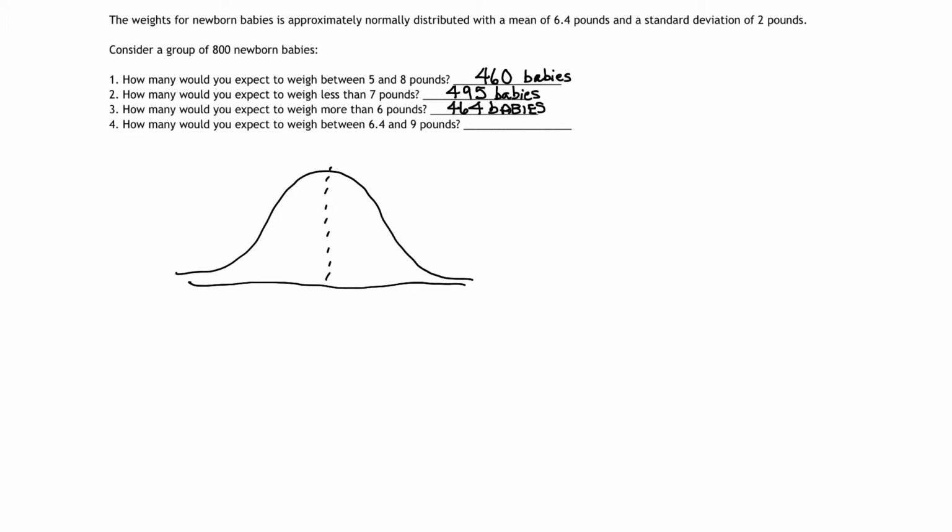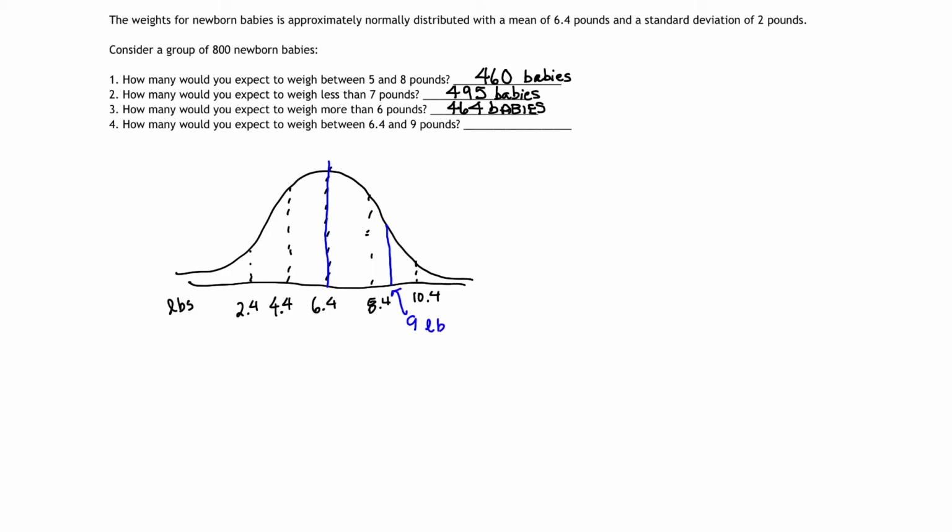So 6.4 pounds is in the middle, 8.4 pounds occurs at the first standard deviation, 10.4 pounds at the second, and to the left we have 4.4 pounds and 2.4 pounds. We specifically are looking for the number of babies in between 6.4 pounds, which very fortunately happens to be our mean, and 9 pounds, which falls over here.